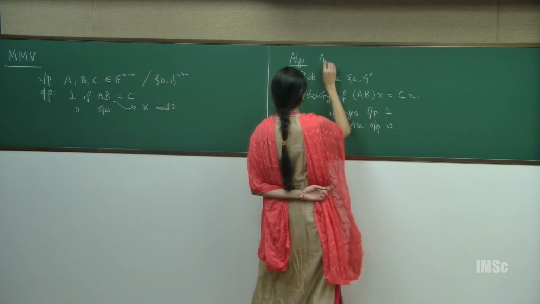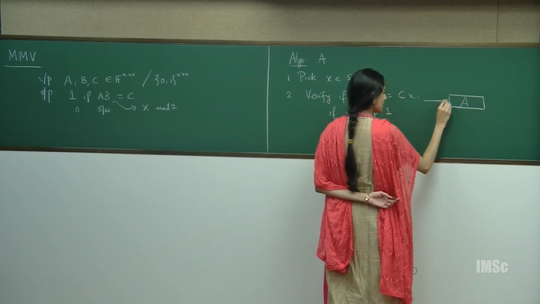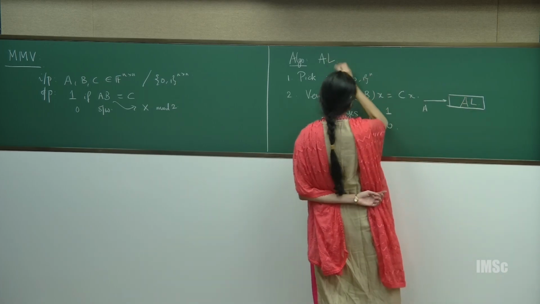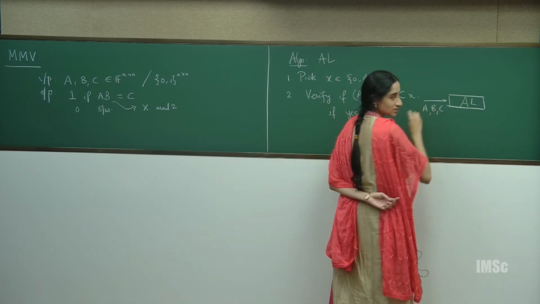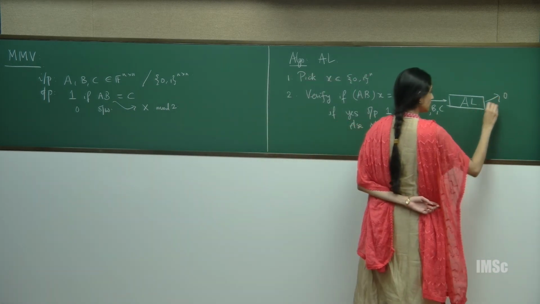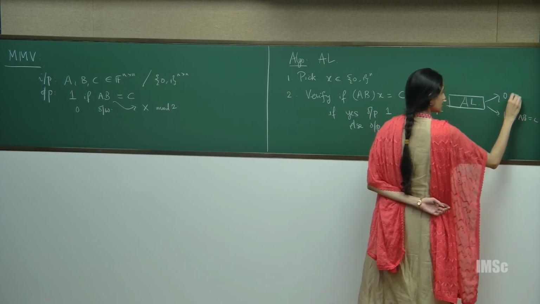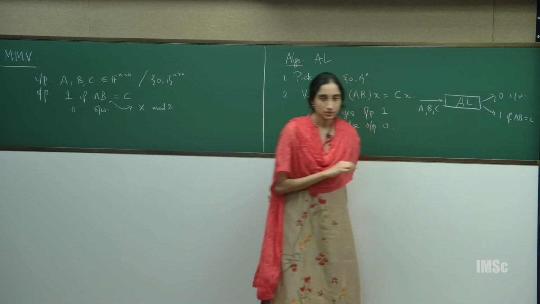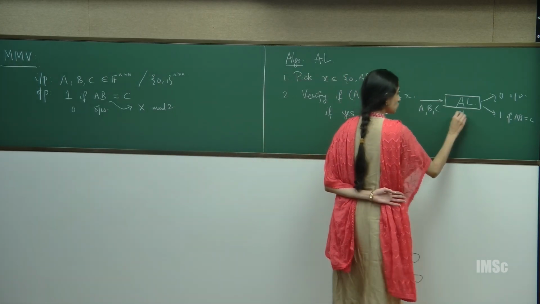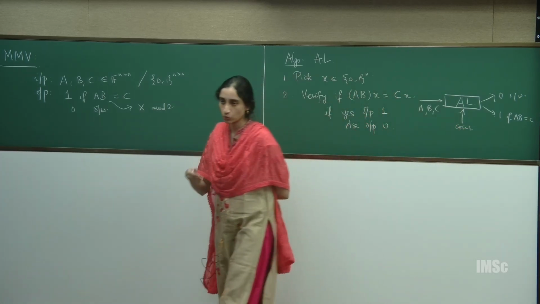So let's say that this is algorithm A. A is given as input 3 matrices A, B, C. It has to output either 0 or 1: 1 if AB equals C and 0 otherwise, right? That's the algorithm we want to design. The algorithm also has access to some coins that it can toss whenever it wants.